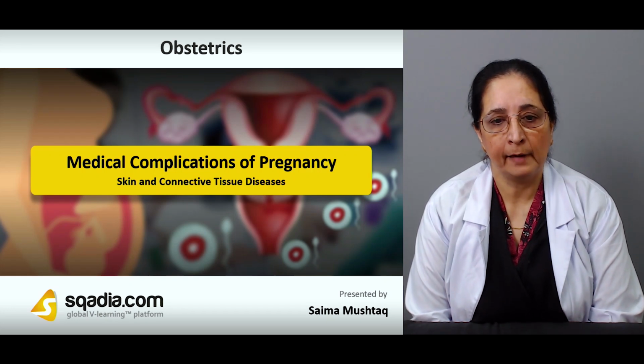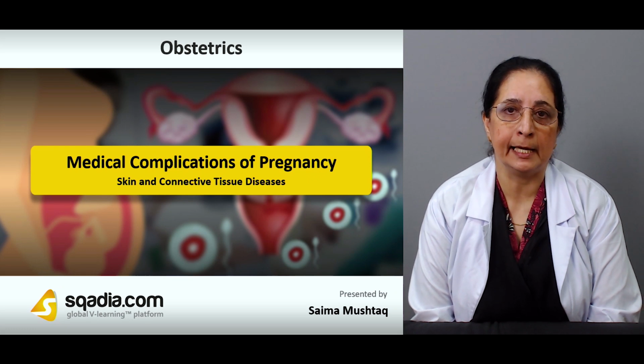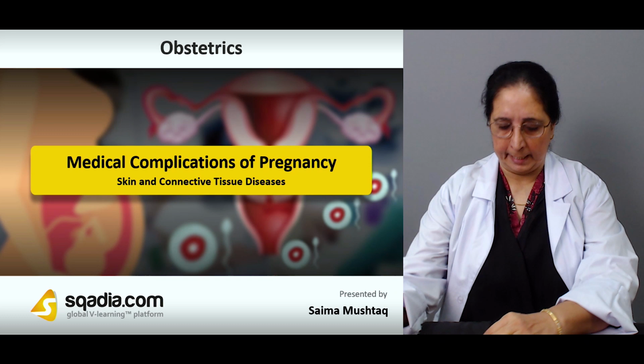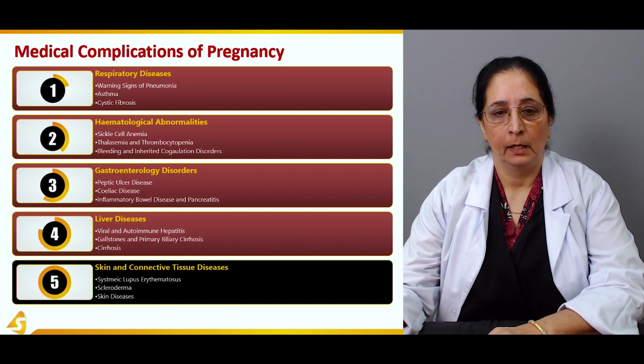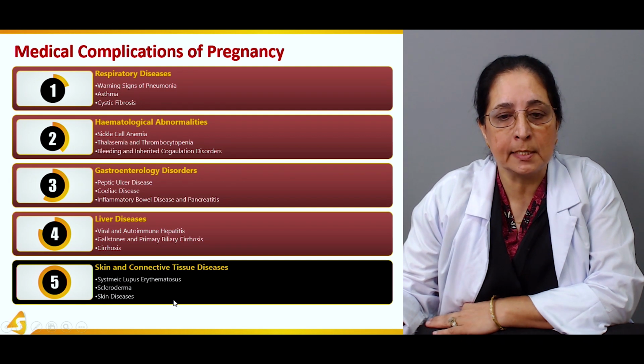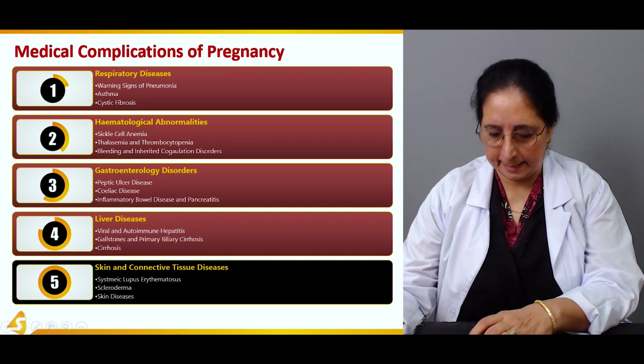In the fifth and final section now, let's discuss some skin and connective tissue diseases that can complicate pregnancy. In this section, we will talk about systemic lupus erythematosus, SLE, scleroderma, and some other skin diseases.